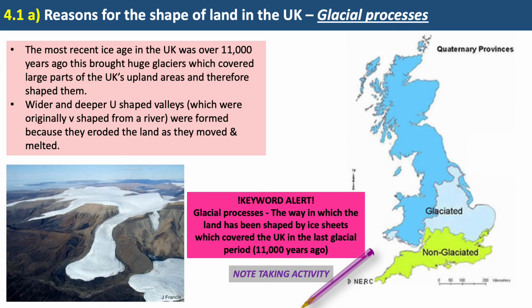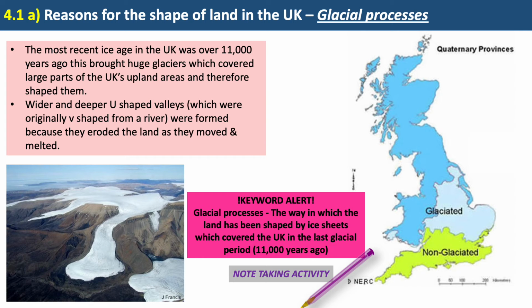Let's look at glacial processes. It's been an incredibly long time since the UK was heavily glaciated. Huge glaciers formed in the places that we see as areas of upland in the UK today. It created these dramatic shapes, these huge U-shaped valleys. We're going to look at that on the next slide.